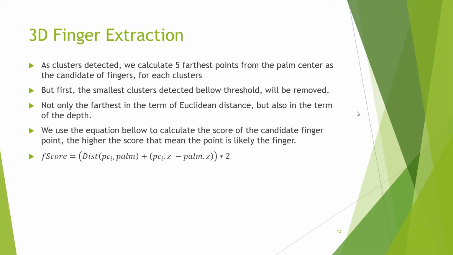After that we calculate the angle of each candidate point. The angle is calculated from two points, the palm and the candidate finger, and the one with the lowest angle we mark as the thumb. After that the others are marked in sequence as the index, middle, ring, and little finger.